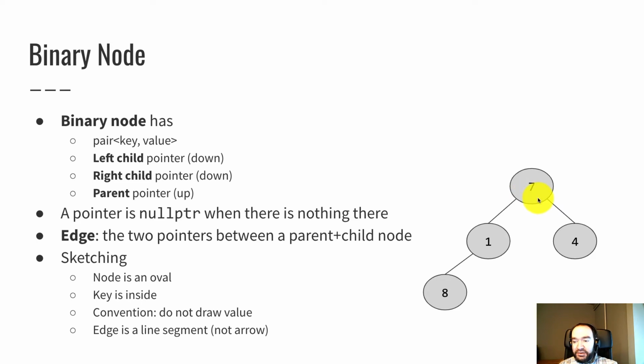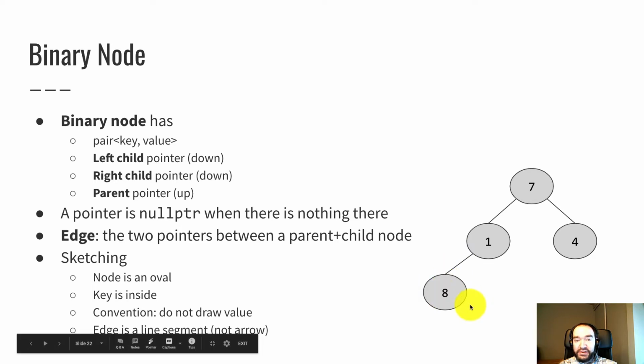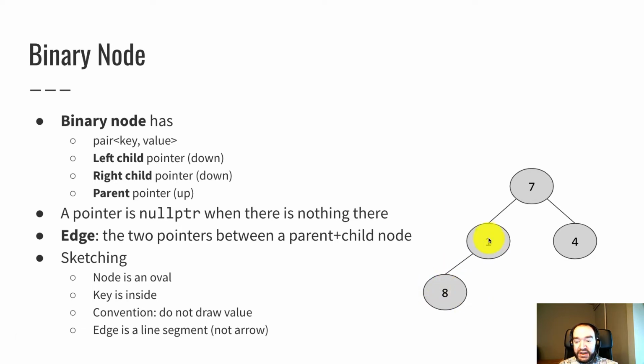So just to kind of recap how the pointers work, 1, for example, has a left child pointer pointing at the 8 node. 1's parent pointer would point up at the 7 node. 7's left child pointer points down at the 1 node. 7's right child pointer points down at the 4 node. 7's parent pointer would be null because there's nothing above 7. And 8's child pointers, both of them would be null because there's nothing below 8. 1's left child pointer points at 8. 1's right child pointer points at null because there's no right child of 1. And we don't draw these null pointer edges.